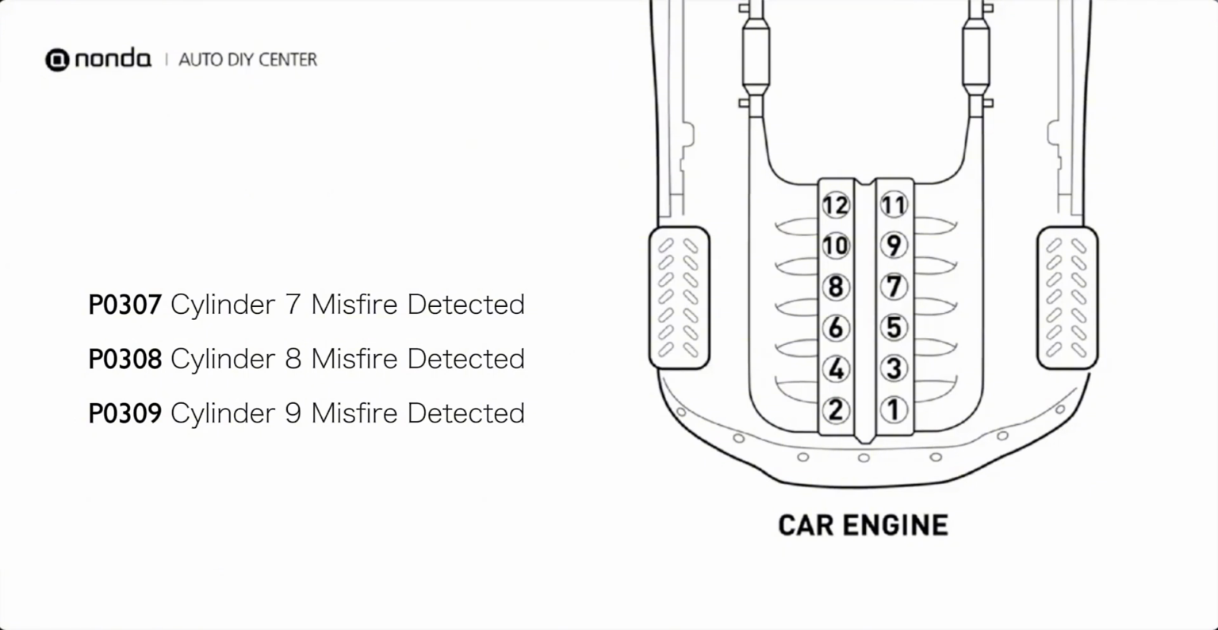in cylinder 9. These codes are commonly linked to worn spark plugs, defective ignition coils, fuel injector issues, vacuum leaks, or low engine compression. Drivers may experience rough idling, engine vibration, hesitation during acceleration, reduced fuel efficiency, and a flashing or illuminated check engine light.